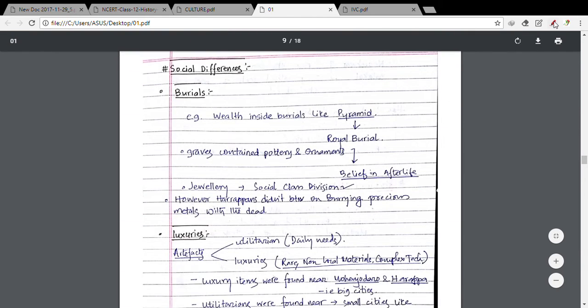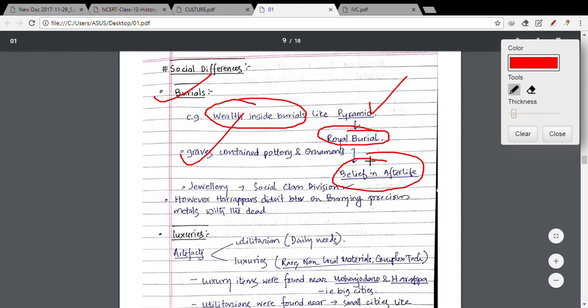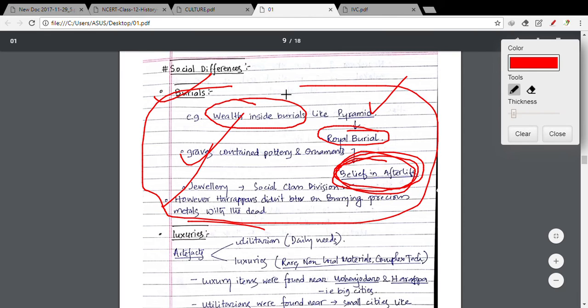Now if we talk about the social differences from the burials, you can find the social differences. Now if you find the wealth inside the burials, like in the pyramid in Egypt, you can easily say that this is the burial of a royal person, the influential one. Now on the other hand, if you don't find anything, that means this is going to be the burial of a common man. So there was a social class division, and also we can easily find out their beliefs in the afterlife. However, Harappans did not believe on burying precious metals with the dead, so it is not very easy to find out the social divisions from the burials itself.